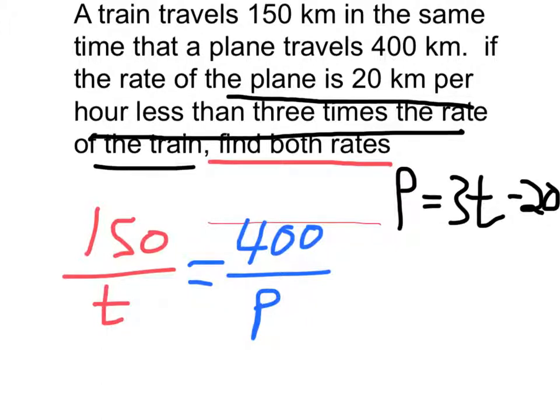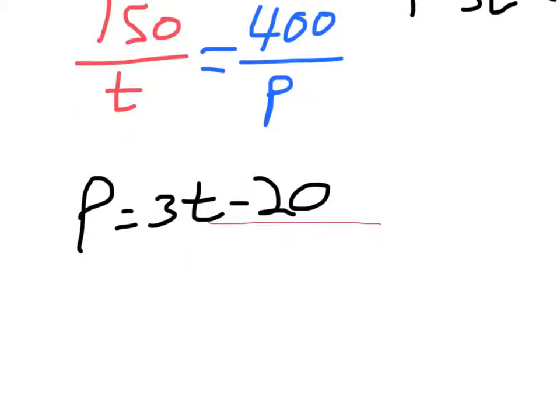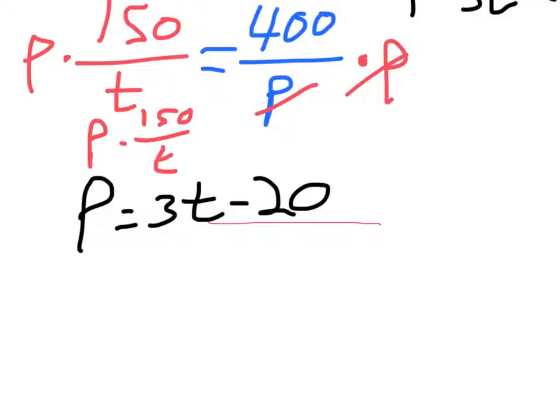So now that we've constructed 2 equations talking about the same variables, we can solve. That top one's a little messy though. What if we solve for p and multiply p to both sides? Okay, that would cancel out. We're left with 400 over there. We have p times 150 over t equals 400. We'd still like to get p by itself if we could, so why don't we multiply by t over 150?